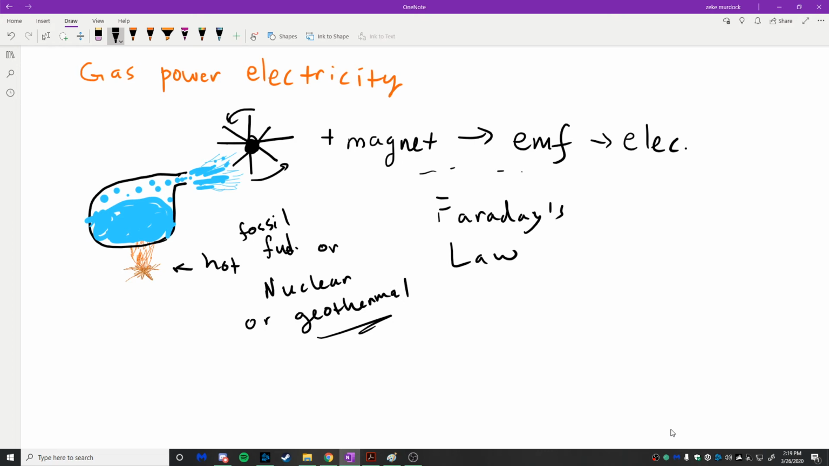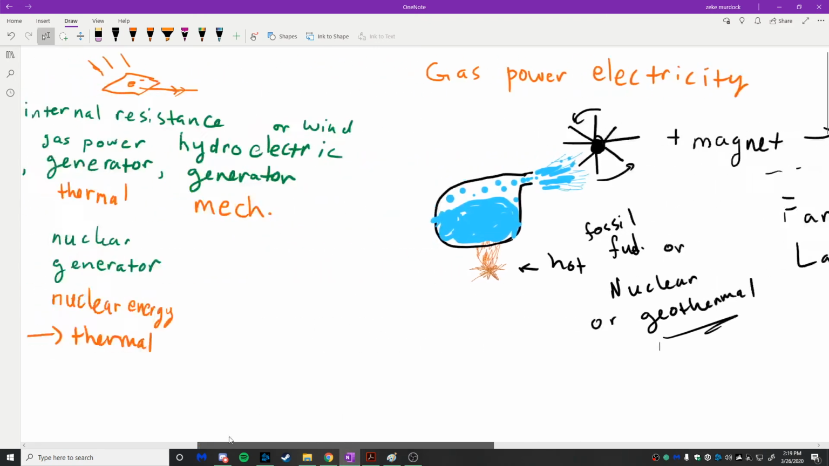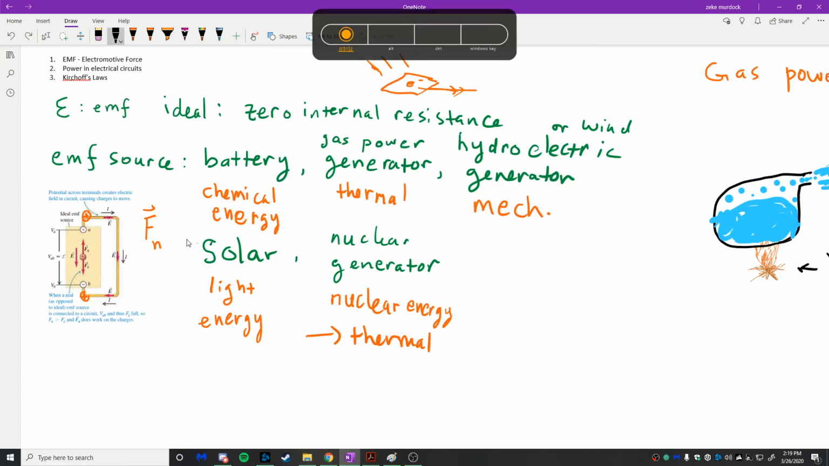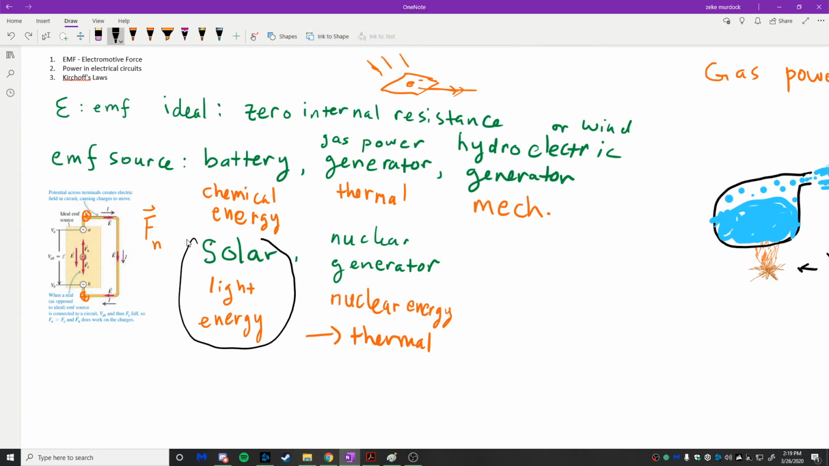This is how we produce all electricity in the entire world. It's produced by this process, primarily, other than one exception, I think just one exception, which is solar. This one right here is the big exception. Solar is a completely different process. It's also one of the best processes we have because it doesn't pollute. The problem is it's not very efficient.